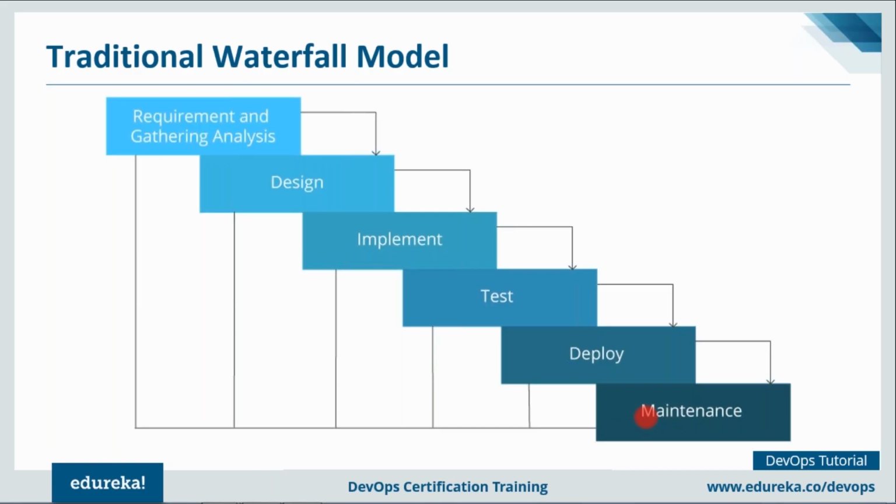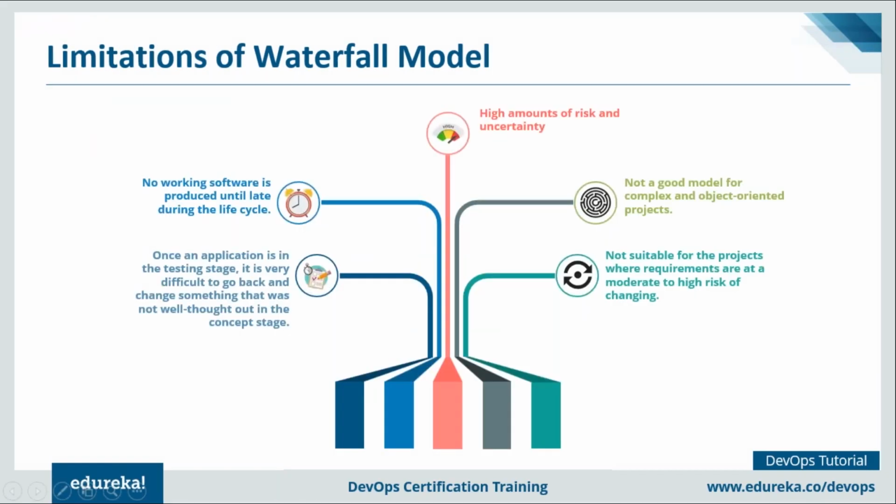Fine, let me give you a few disadvantages of this model. So here are a few disadvantages. So first one is, once the application is in the testing stage, it is very difficult to go back and change something that was not well thought out in the concept stage. Now, what I mean by that, suppose you have written the code for the entire application, but in testing, there is some bug in that particular application.